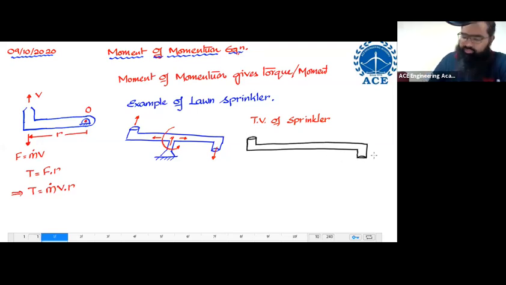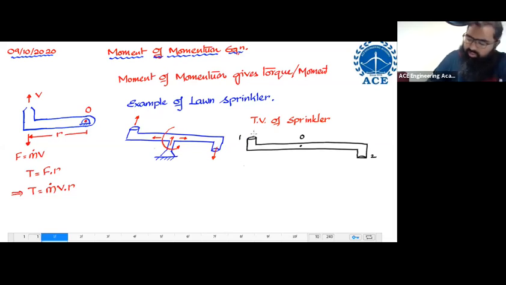This is the top view. This, let us say, is the point of hinge. This point is some point O, the point of edge. Let us say this is my nozzle, nozzle 1. This is my nozzle, nozzle 2 over here.